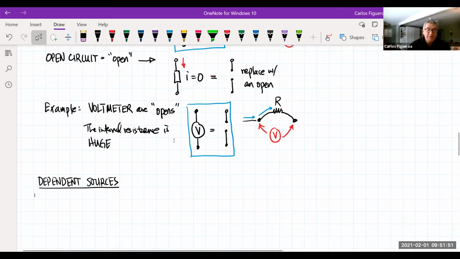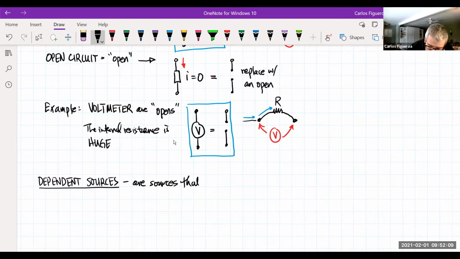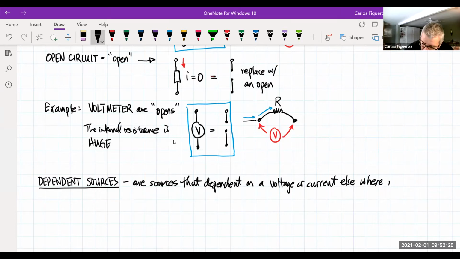So we want to talk about dependent sources. There are sources that literally are controlled by voltages and currents. Okay? So dependent sources are sources that depend on a voltage or current elsewhere in the circuit.